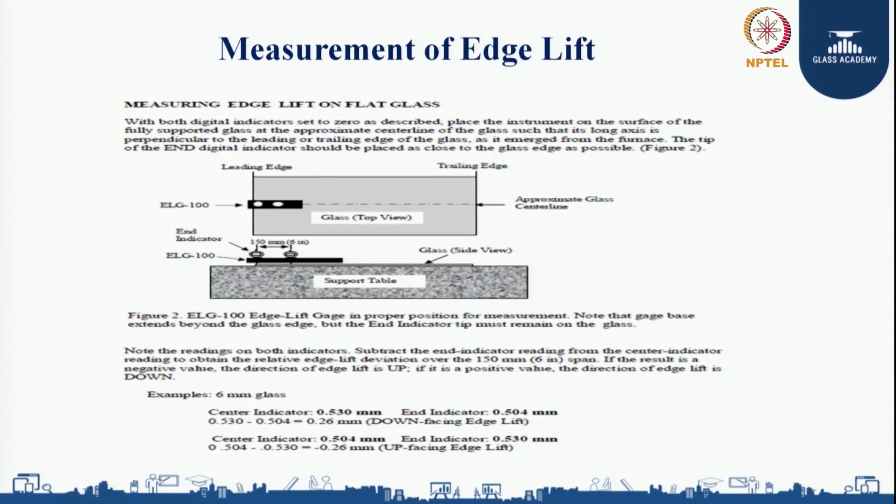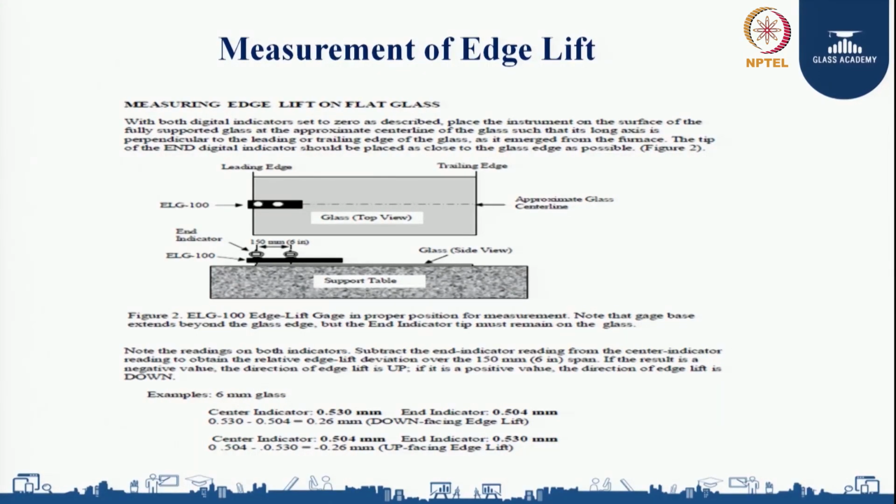Now, the same concept we have discussed so far: measurement of edge lift on a flatness table with the help of an edge lift gauge. I am taking the glass and placing it on the flat support table, and I am moving the edge lift gauge across the surface of the glass, making sure the end gauge is exactly matching the edge point. With both dial gauges set to 0 as described, place the instrument on the surface of the fully supported glass at the appropriate center line, such that its long axis is perpendicular to the leading or trailing edge of the glass.